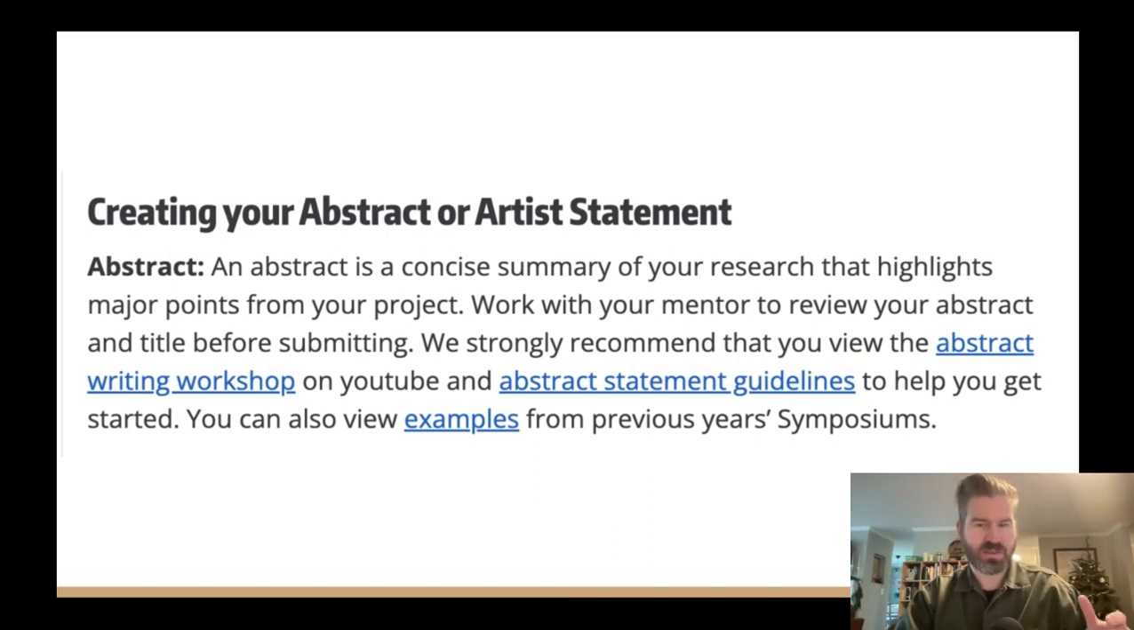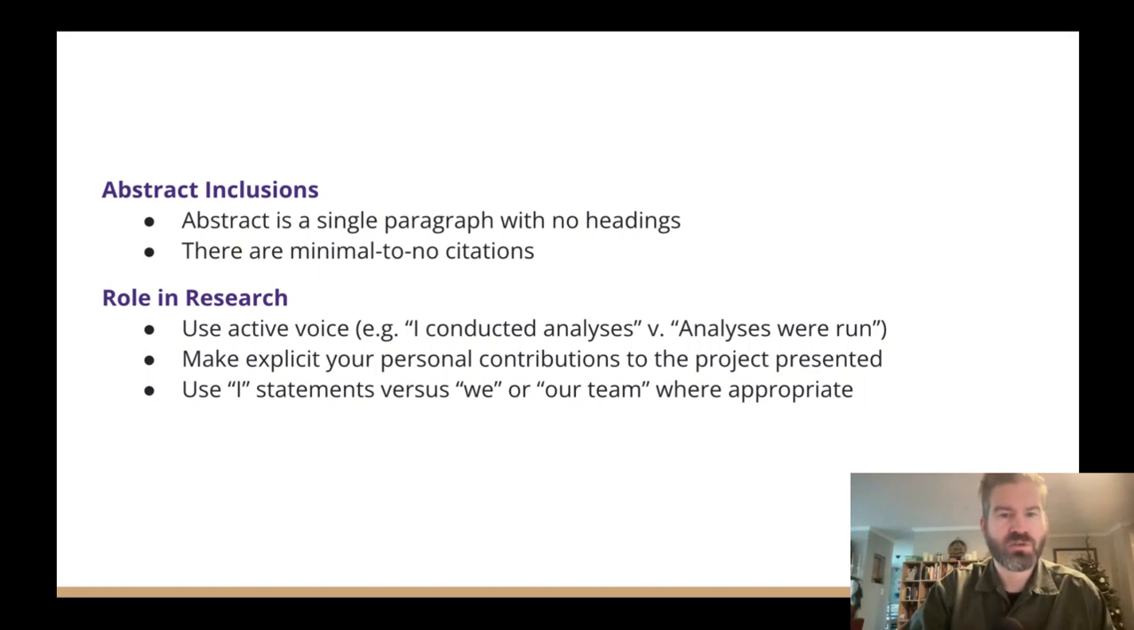Now, because the abstract is part of the application, it's important that it's as polished as possible. It's the way that the UW will be able to decide whether or not your work fits in with the overall architecture of the symposium, right? So they have a couple suggestions. We're going to go through these, and then we're going to look at at least one abstract. So the abstract is a single paragraph with no headings.